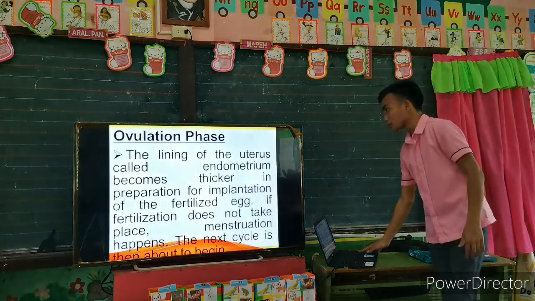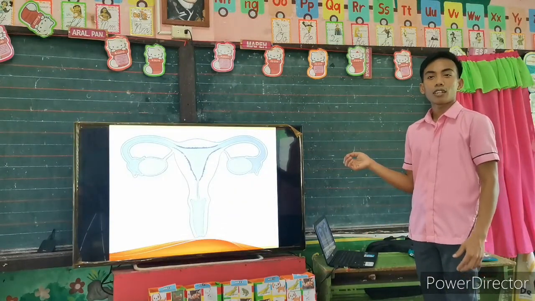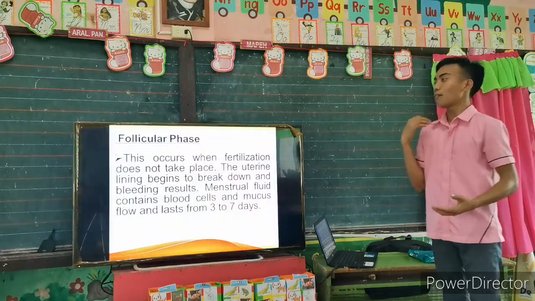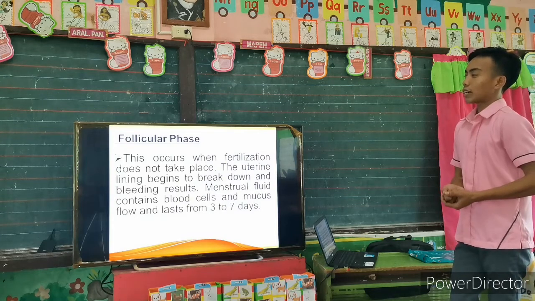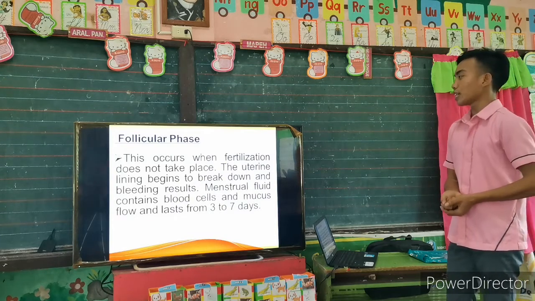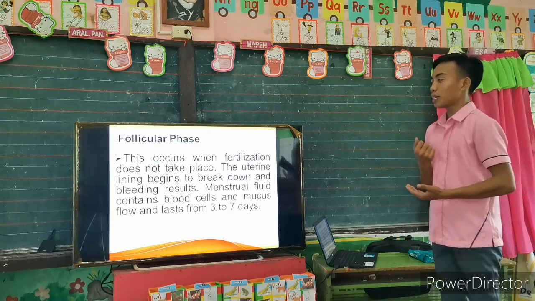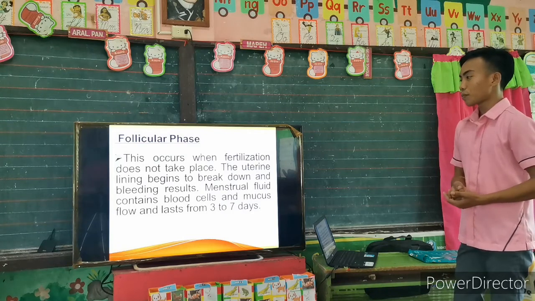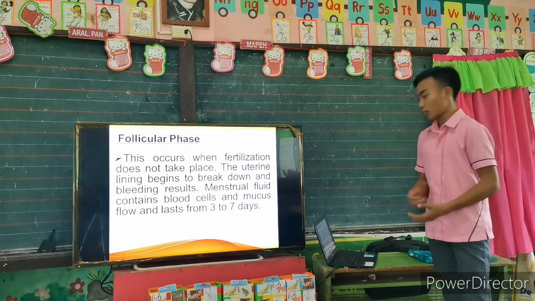Okay, the third phase. What phase is this? Yes. Okay, very good. This is the follicular phase. So, follicular phase, this occurs when fertilization does not take place. The uterine lining begins to break down and bleeding results. Menstrual fluid contains blood cells and mucus flow and lasts from 3 to 7 days. Okay, very good.